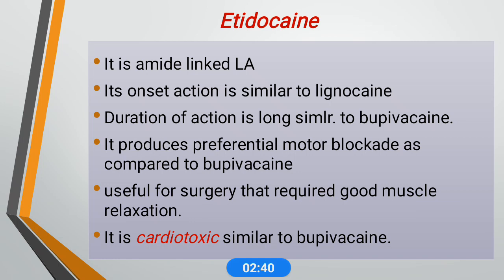Etidocaine is an amide-linked local anesthetic. Onset of action is similar to lignocaine. Duration of action is long, similar to bupivacaine. Etidocaine mainly produces preferential motor blockade as compared to bupivacaine. This drug is useful for surgery that requires good muscle relaxation. It is cardiotoxic, similar to bupivacaine.